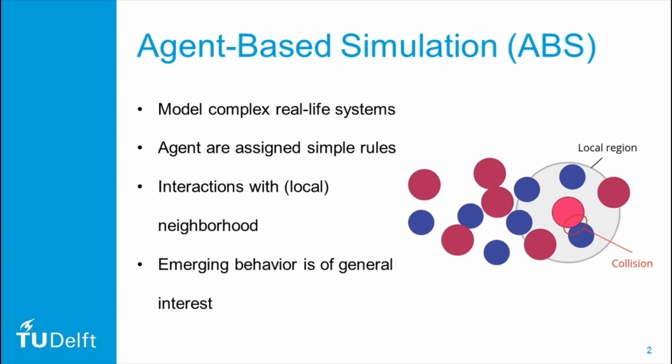An important notion in biological agent-based models is the notion of interaction with local neighboring agents. A trivial example is the physical forces exerted between two cells that can collide. Although the rules that we assign to agents are often simplistic, the fact that agents can interact with each other locally gives rise to emerging behavior that is generally of interest in agent-based simulation.